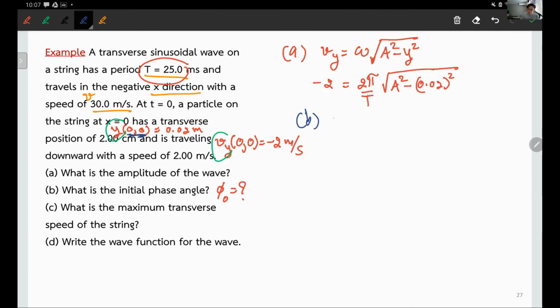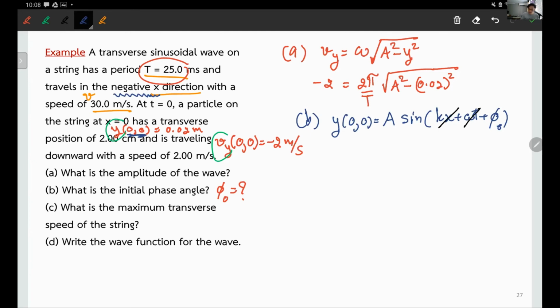So let me write it out like this. y at 0, 0 is going to look like A, the amplitude, times sine. Let me write it in full first: kx plus omega t plus phi naught. You guys with me? The reason for plus omega t is because it's a wave traveling in the negative x direction, so that's why I take the positive sign between x and t. And because it's at 0, 0, the kx and omega t terms are gone pretty much.